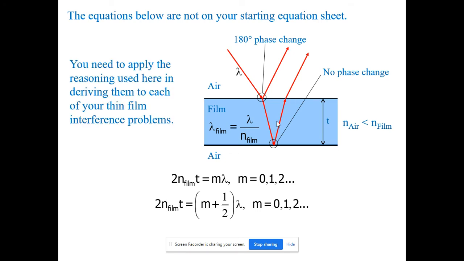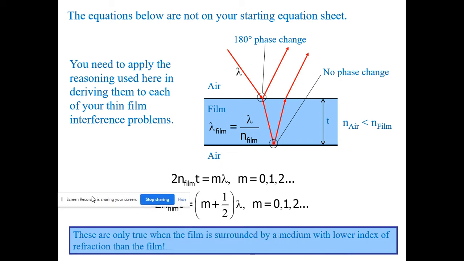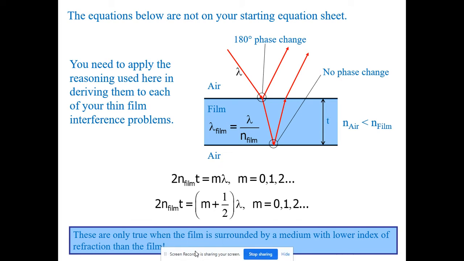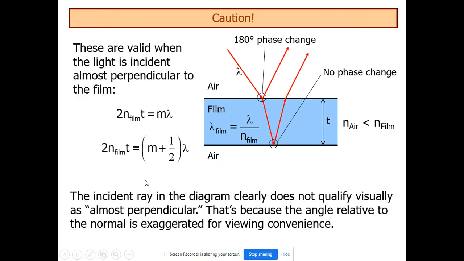So we can apply this reasoning to derive these terms. These are only true when the film is surrounded by a medium with lower index of refraction than the film. Moving further, we have to put a caution that they are valid when the light is incident almost perpendicular to the film, because we have taken it approximately 2t. So we should be cautious that we plan any experiment in such a manner that the light goes perpendicular to this particular thin film.